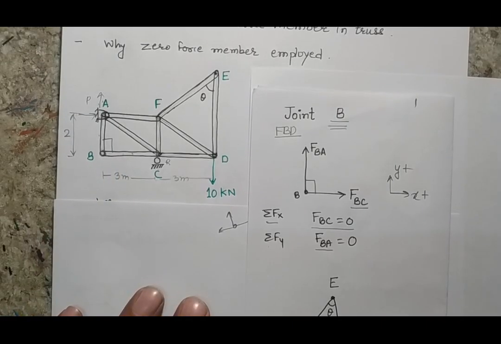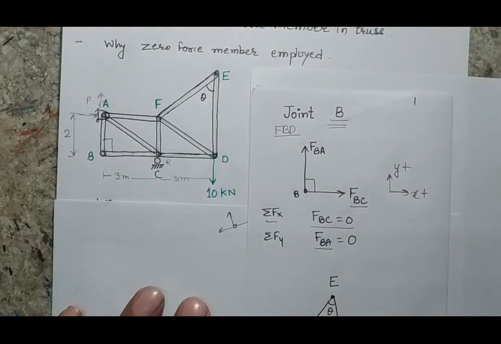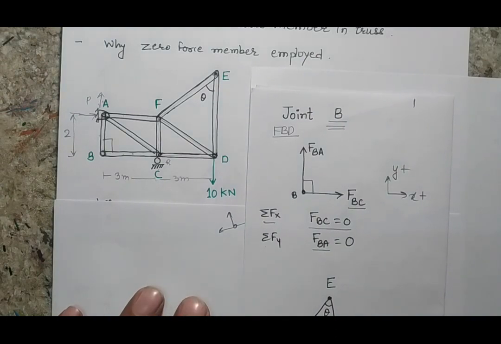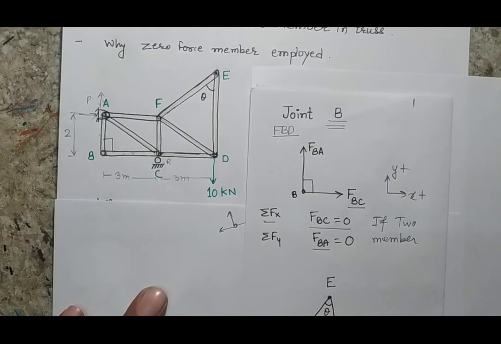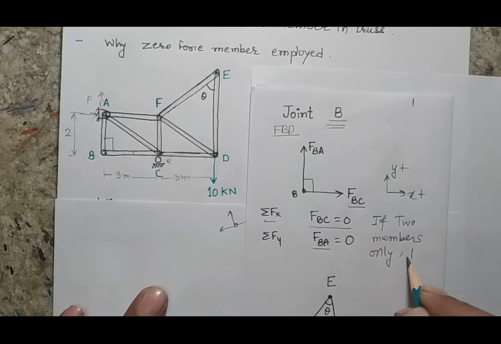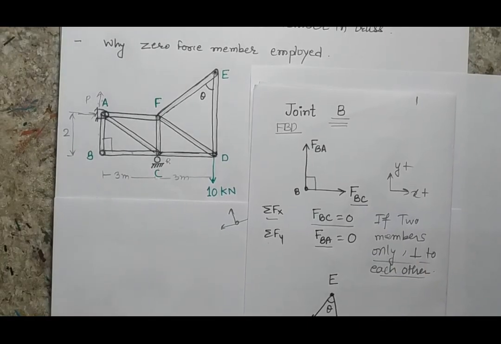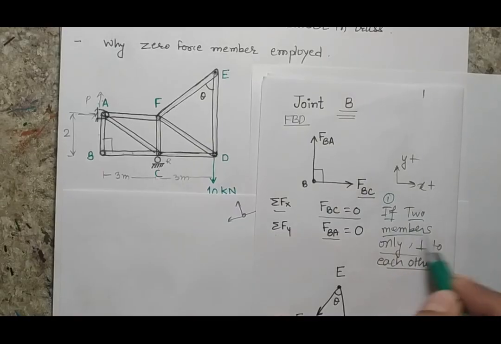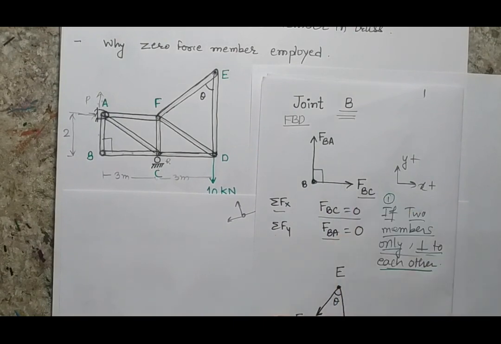Now let's again try to find the equilibrium of joint E. Here, if we want to state something, we can state that if there are two members only and they are perpendicular to each other, both will be zero force members. So I can state one rule: if there are only two members and both members are perpendicular, then in that case both members will be zero force members.